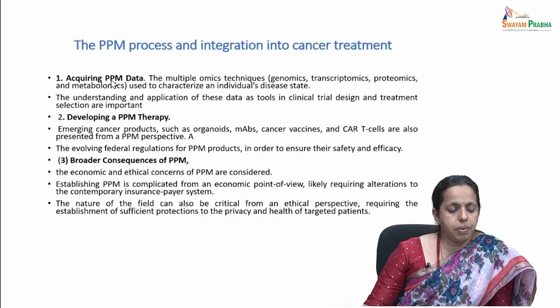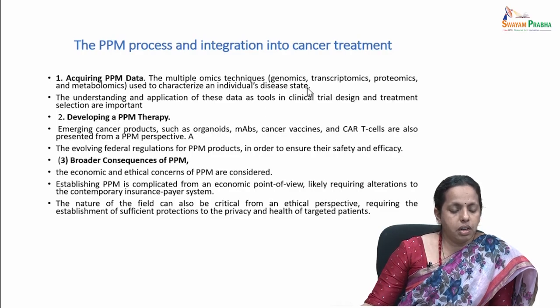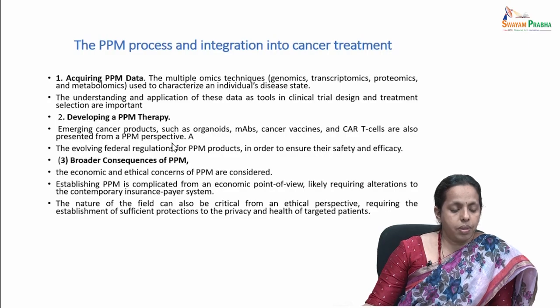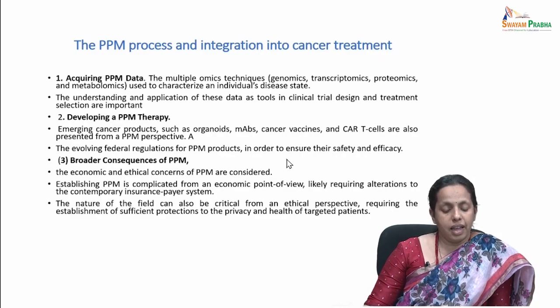In the PPM model, the first step is acquiring your data, as we have discussed, using all these tools, and then characterizing the individual's initial disease state. Then understanding and applying tools in clinical trial design and treatment selection are important. Then there are cancer products, such as monoclonal antibodies, cancer vaccines and CAR T cells, which are also part of the PPM perspective. Then you need federal regulations for PPM products, to ensure that they are safe and efficient.